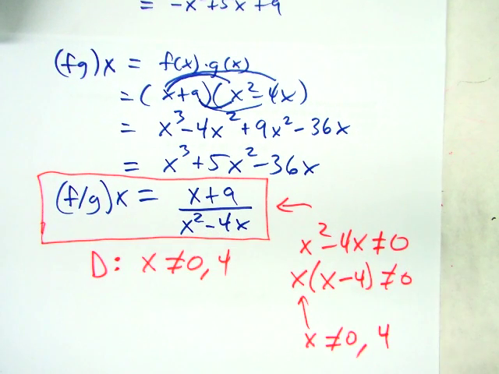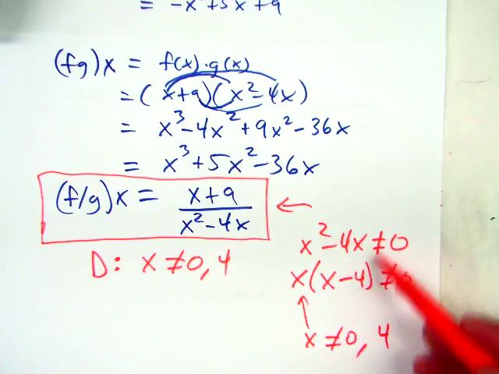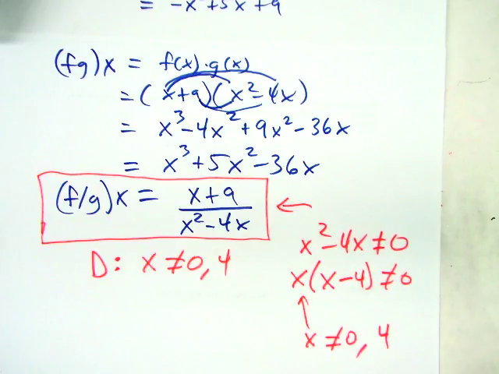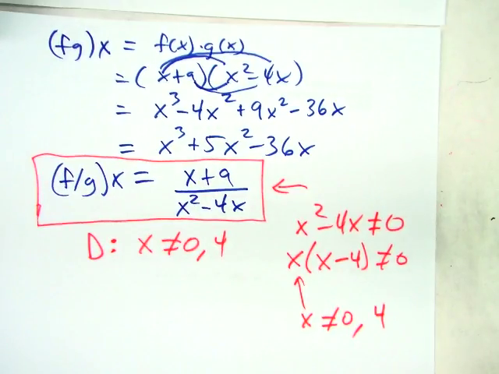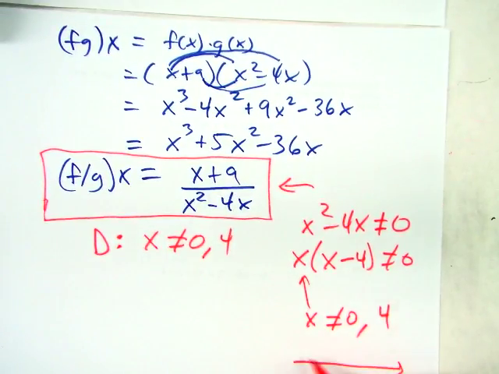Okay, so but now, if it asks you for the domain, then you'd have to do this to figure it out. Do you guys know how to do this in interval notation? Draw a number line if you're confused. Put an open circle at 0 and 4. How many intervals should there be? 3. What are they?